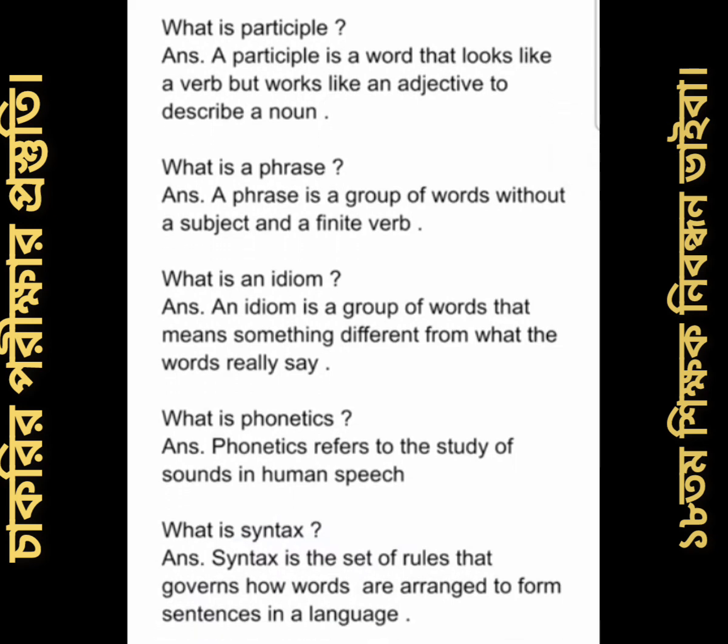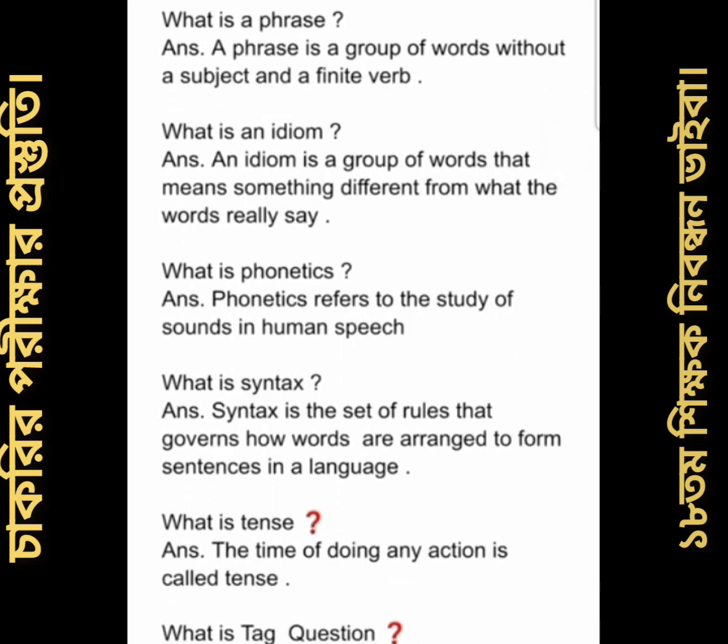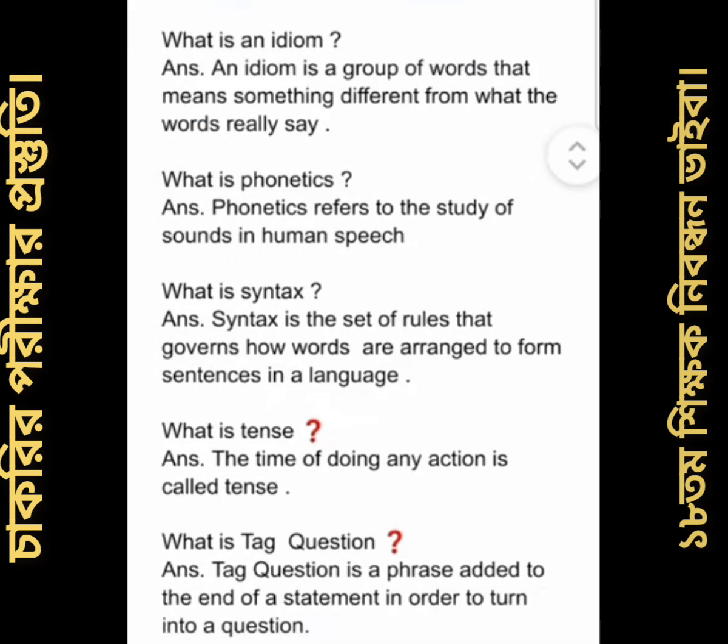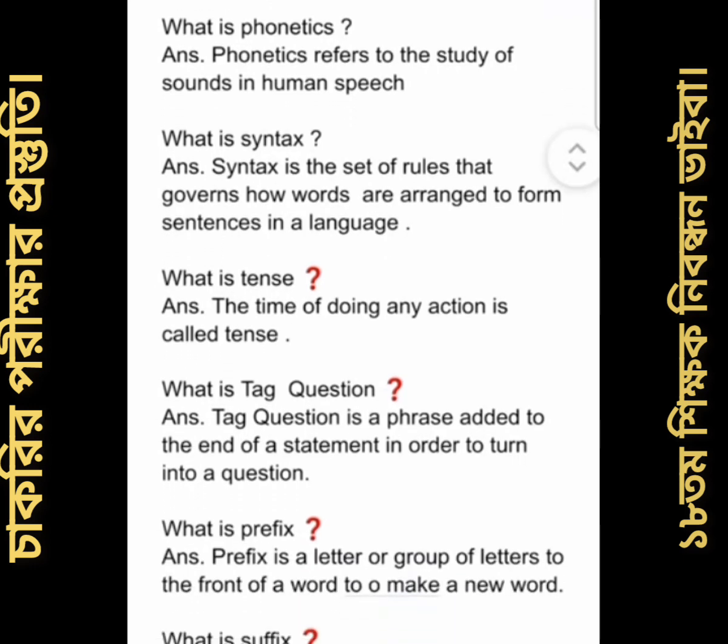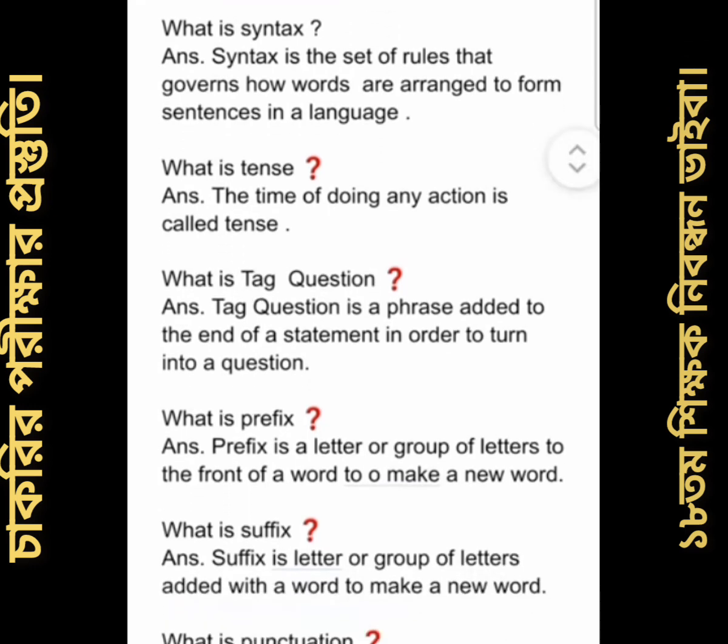What is participle? A participle is a word that looks like a verb but works like an adjective to describe a noun. What is phrase? Phrase is a group of words without a subject and a finite verb. What is phonetics? Phonetics refers to the study of sound in human speech. What is syntax? Syntax is the set of rules that governs how words are arranged to form sentences in a language. What is tense? The time of doing any action is called tense.